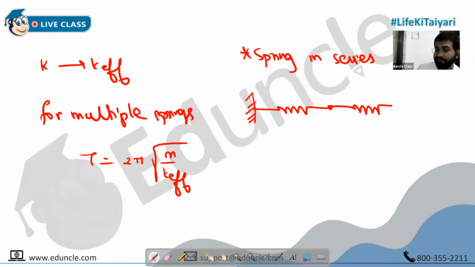Here, when they are in series, sir, k1 k2 upon k1 plus k2. Yes, k1 k2 upon k1 plus k2. Then it's correct. But remember, you have basically learned it by heart for 2 springs. What if I give you more springs? So you need to remember that it's basically reciprocal addition.